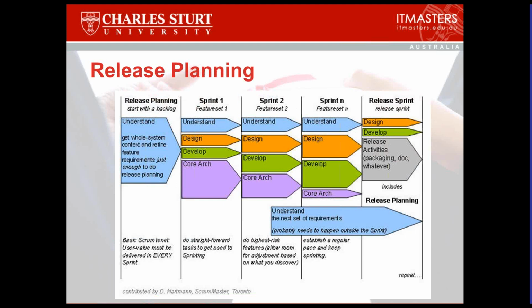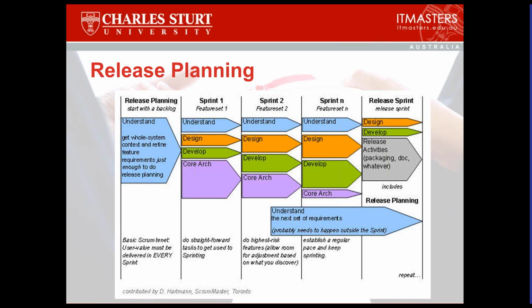Well, there's this issue called the release plan, and this sits firmly under the hat of the product owner. Now, here is an interesting example of a release plan. The important point I want to pull out is that you'll notice along the top there is sprint 1, sprint 2, and sprint N, which is however many sprints it's going to be. At the release planning at the beginning, you start with the backlog, and you get the whole system context, the vision, the big picture story, and you refine just enough to do the planning to get started.